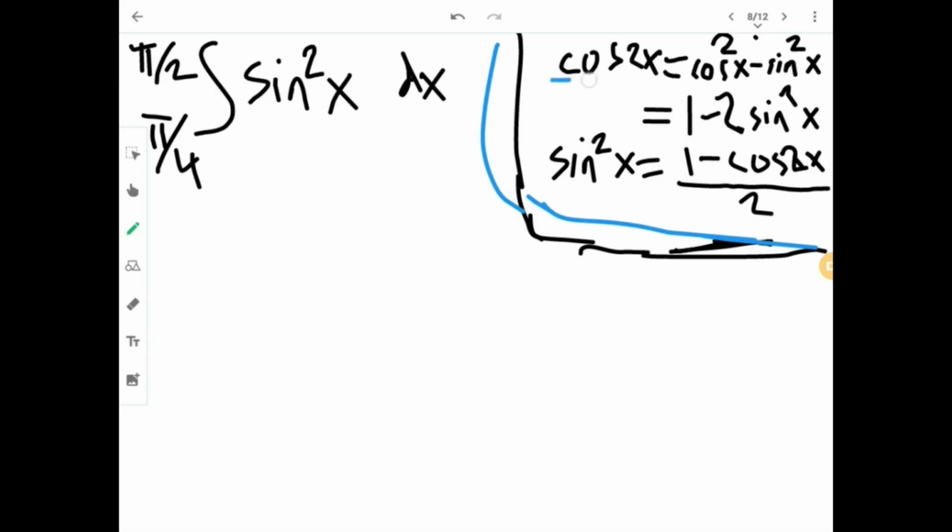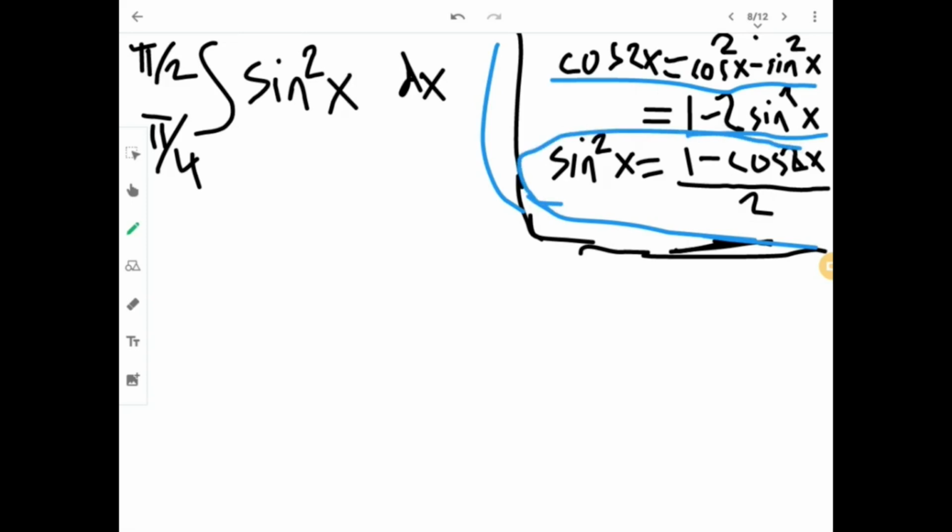So cosine 2x equals cosine squared x minus sine squared x. It's an identity. That's how you solve this question. And then cosine squared minus sine squared. Cosine squared is 1 minus sine squared, and then you add minus sine squared again. So it becomes 1 minus 2 sine squared x. Then, once you shuffle things around, cosine 2x minus 1 equals minus 2 sine squared x. You divide by minus 2, and then you get this formula.